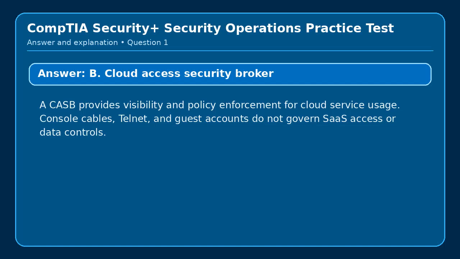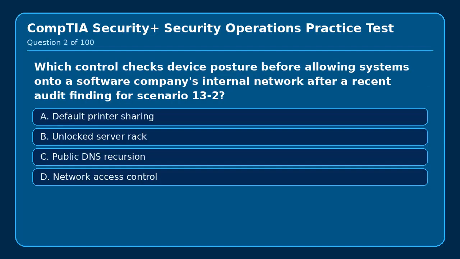Question 2. Which control checks device posture before allowing systems onto a software company's internal network after a recent audit finding for scenario 1? A. Default printer sharing. B. Unlock server rack. C. Public DNS recursion. D. Network access control. Take a moment to choose your answer.